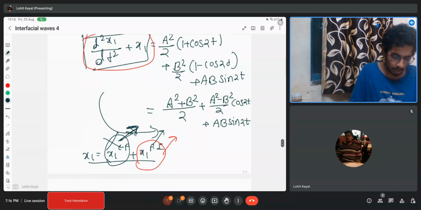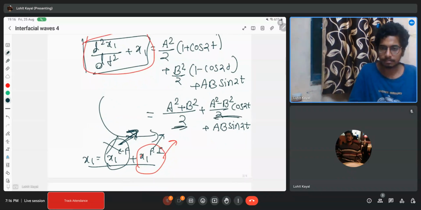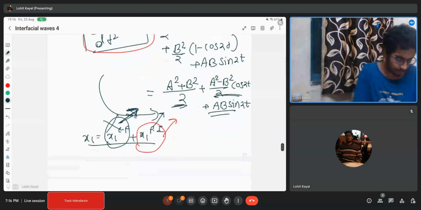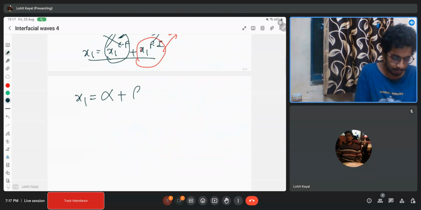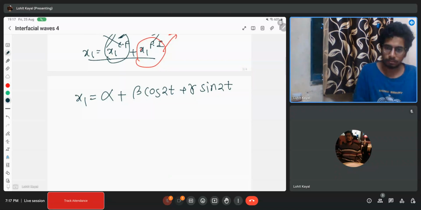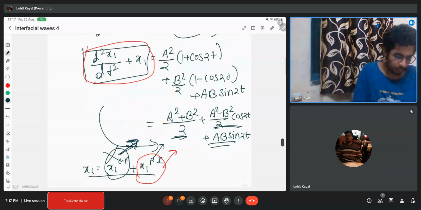You can use various techniques. One method is the method of undetermined coefficients, or variation of parameters, or a Green's function. Undetermined coefficients is the simplest technique. So we can take x1 equal to some constant alpha plus beta cos 2t plus gamma sin 2t. I am assuming it. Remember that this is the particular integral only, not the complementary function. Now we just have to substitute it.